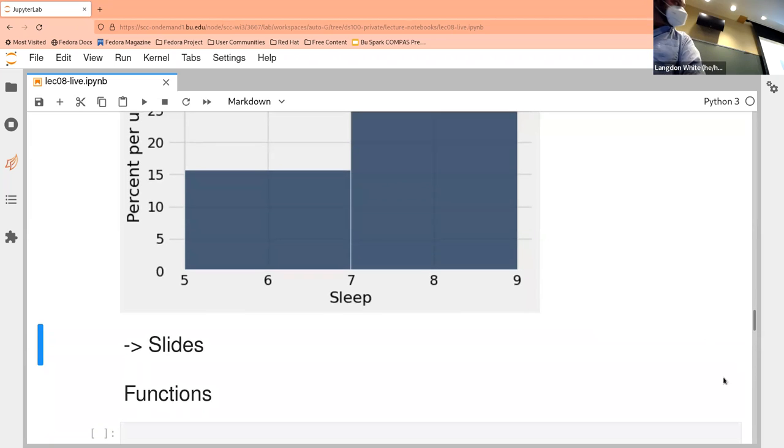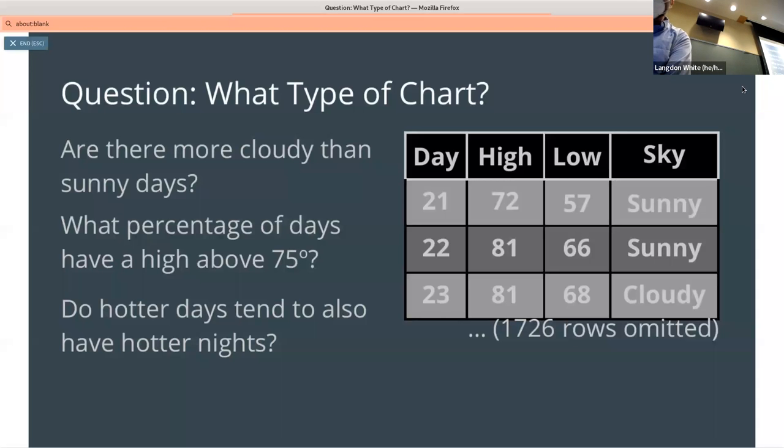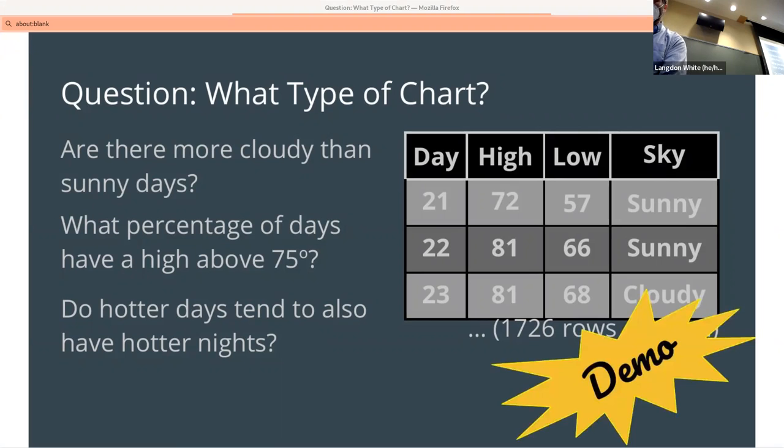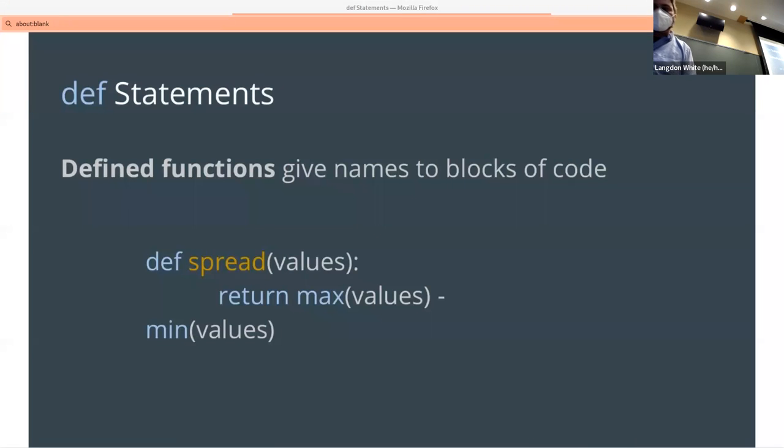All right, let's go back to the slides, which are here. And we'll move on to talk about methods.